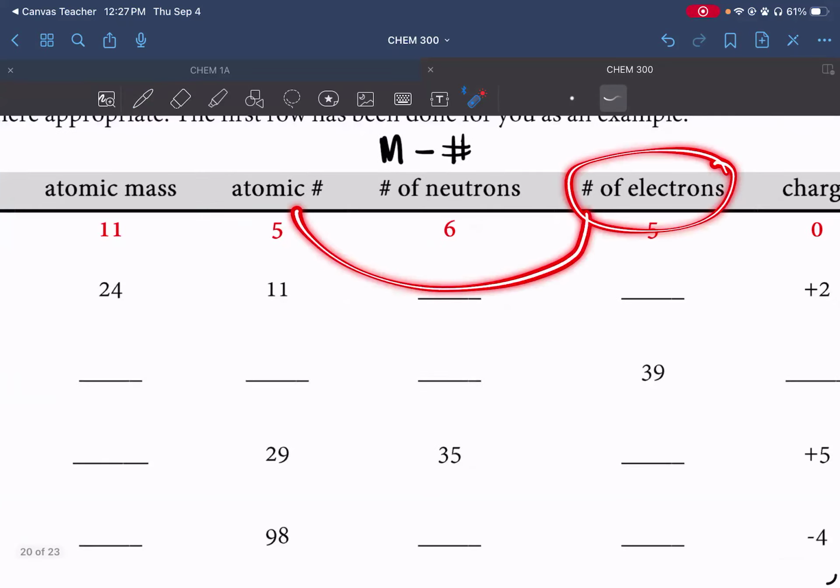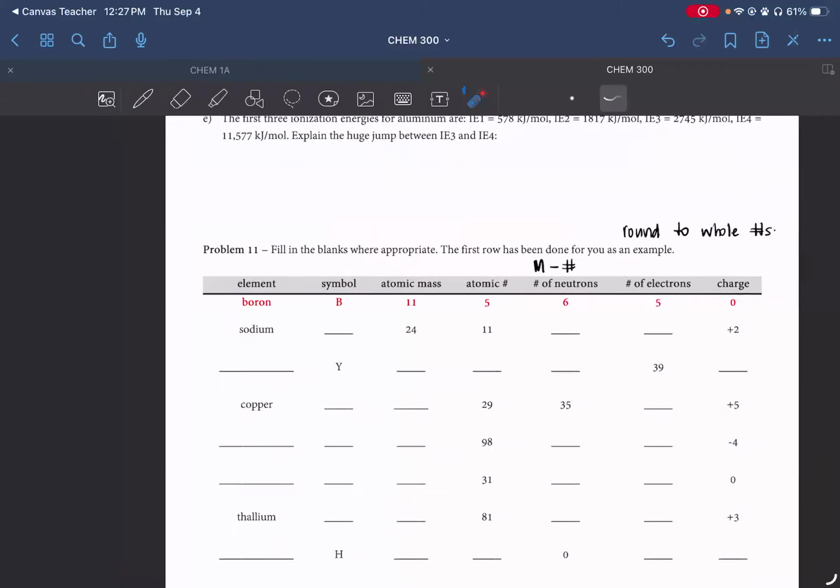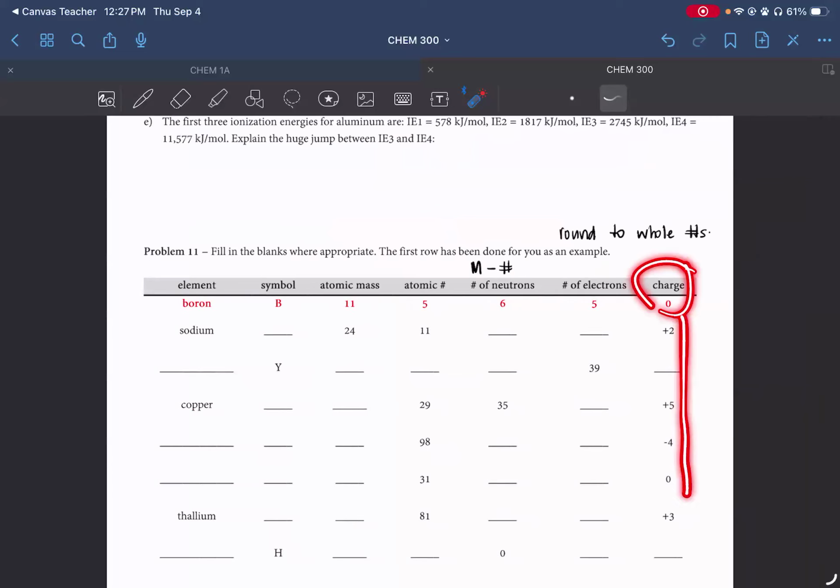Number of electrons theoretically is equal to the atomic number. Remember that they're the same when it's a neutral atom. How do we know it's neutral? Because I did define the charge as being 0 in this row. Please notice on this column of charge, not everything is defined to you as 0. So it is something to pay attention to.